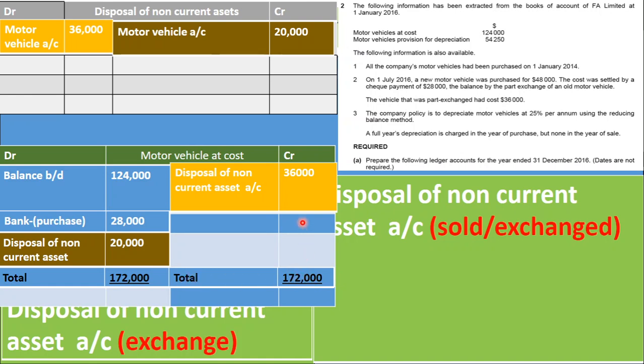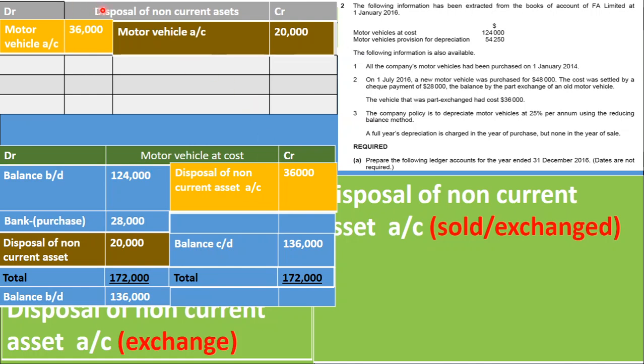you put out here. See, balance c/d, and then the balance c/d becomes b/d for the beginning of next year. For 1st January 2017 it becomes b/d. We're not writing the dates out here because the question has said that dates are not required. See here, if dates are not required, you don't need to write the dates. So have you understood? So the motor vehicle at cost is complete.